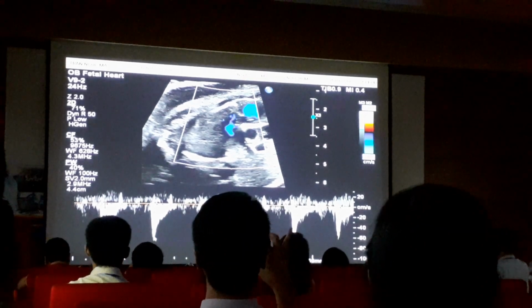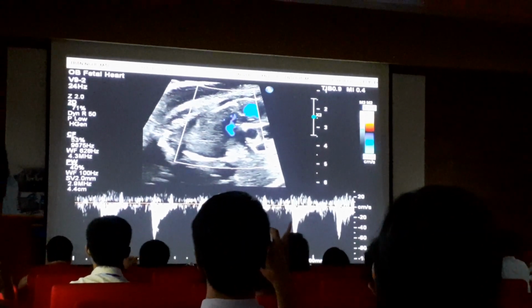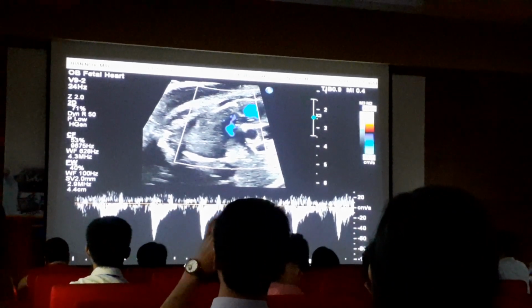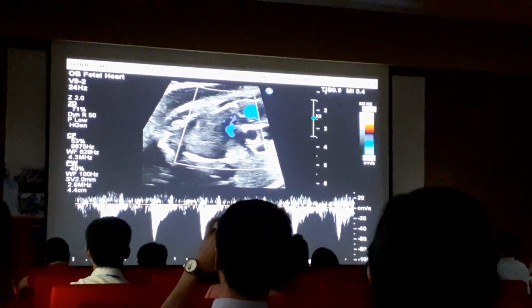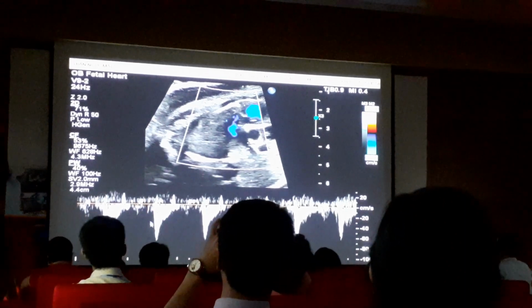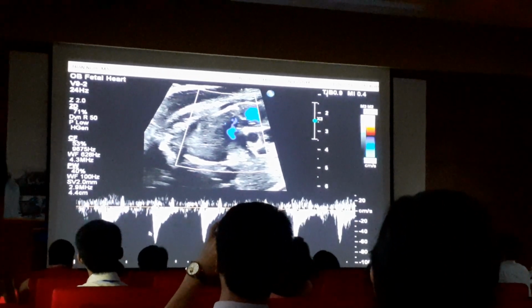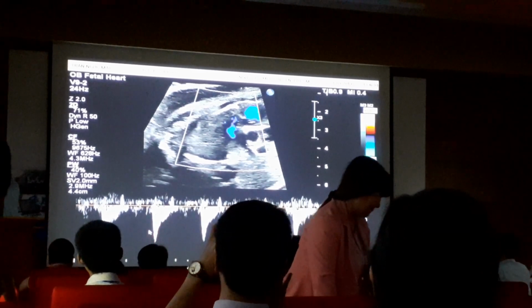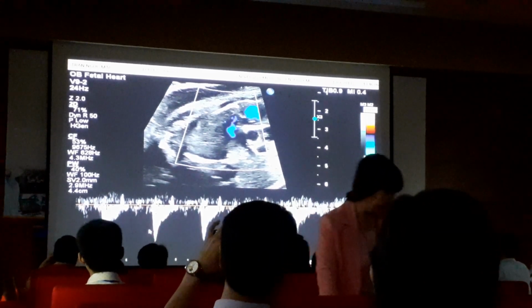So rapid upstroke, and then very short ejection time with early diastolic flow reversal. This is a pattern consistent with pulmonary hypertension in older adults and is a normal pulmonary artery Doppler pattern in a fetus.